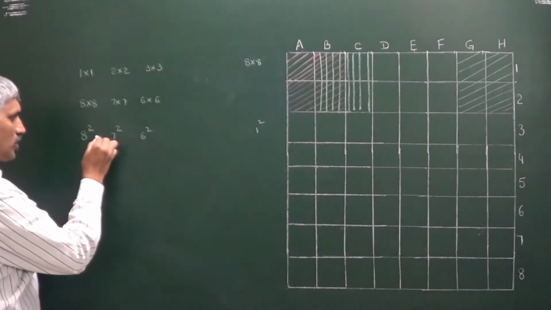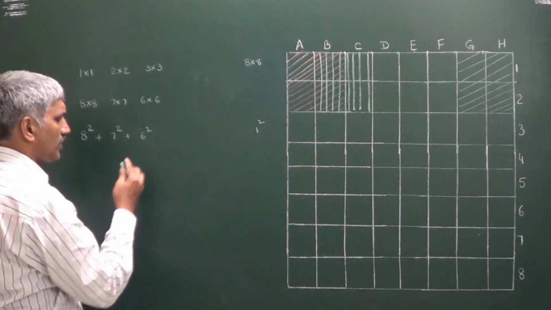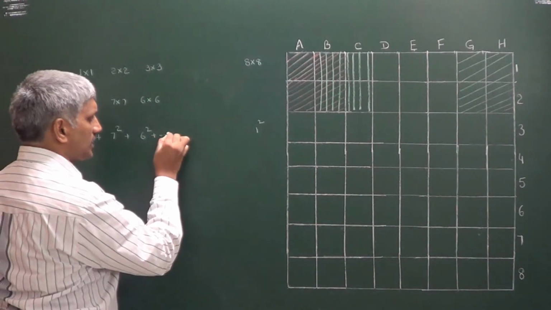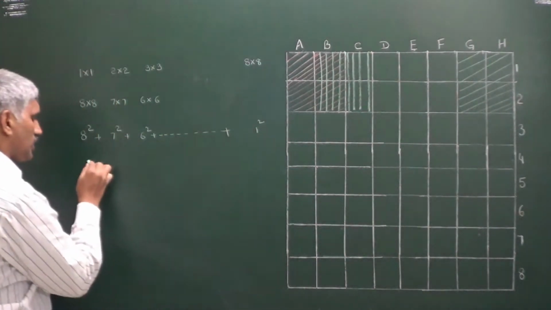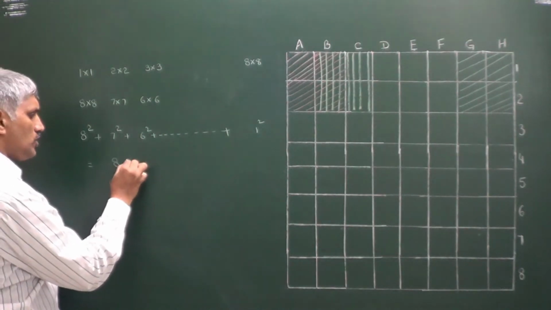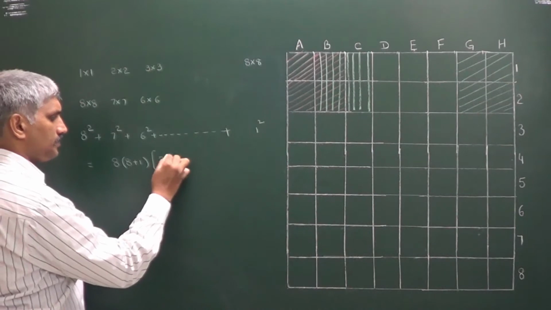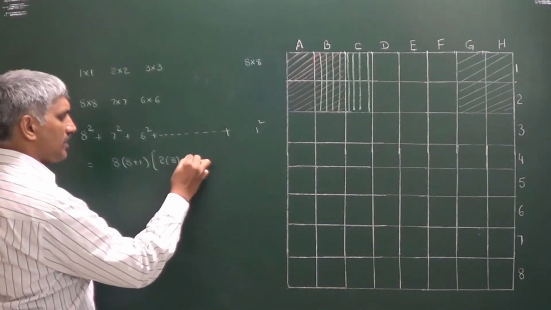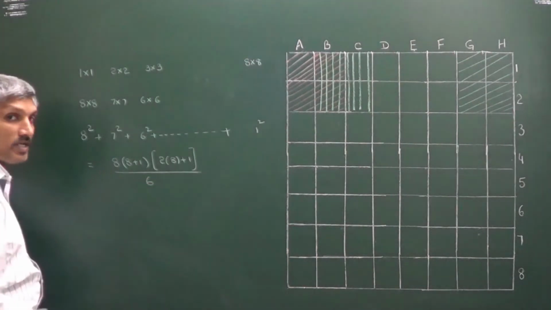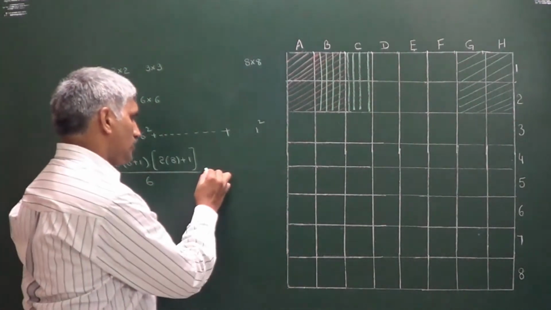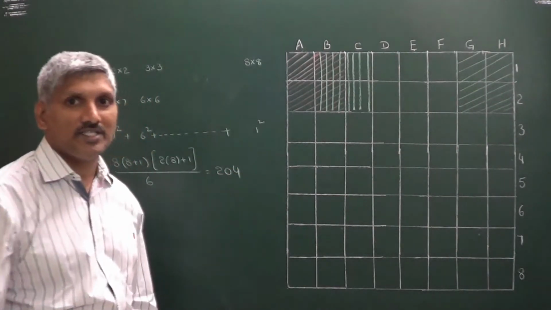That's why the number of squares in a chessboard is equal to 8 squared plus 7 squared plus 6 squared and so on plus 1 squared. So that is nothing but 8 into 8 plus 1 into 2 into 8 plus 1 divided by 6, the sum of the squares of the first n natural numbers. I hope everyone knows. Now we are getting 204 squares in a chessboard.